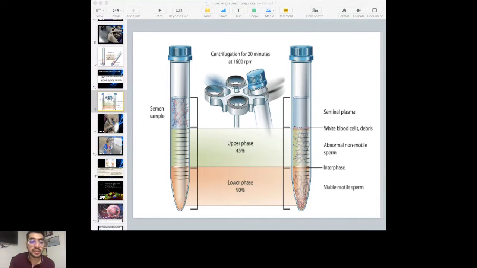So this was all about the general preparation techniques that we have, right? But now, how do we improve sperm preparation? And that is also something that we now need to think about.